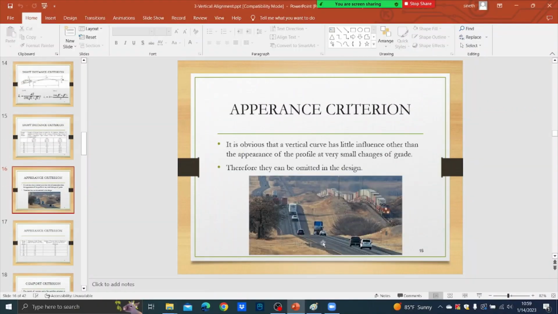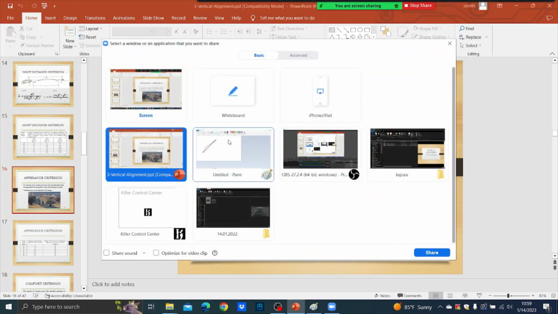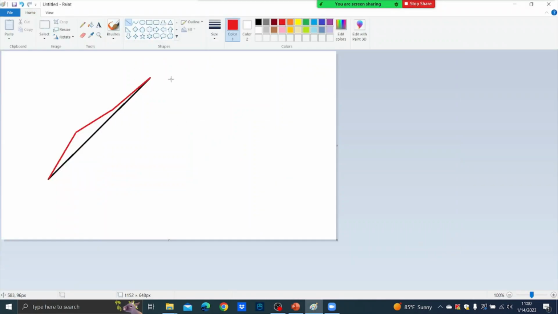Shall I draw it? So what they are telling is, if your gradient is very small, say it is like this, instead of having a curve here, you can directly connect these two gradients. Say this may be 1.5, this is 1.4, something like that. But even though the textbooks say like this, as design engineers, we do not recommend it.